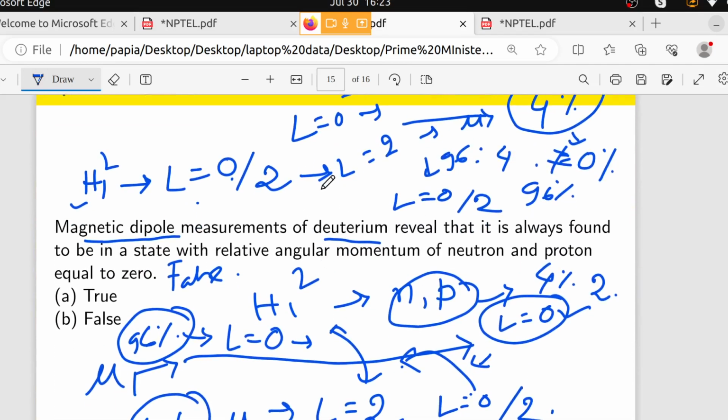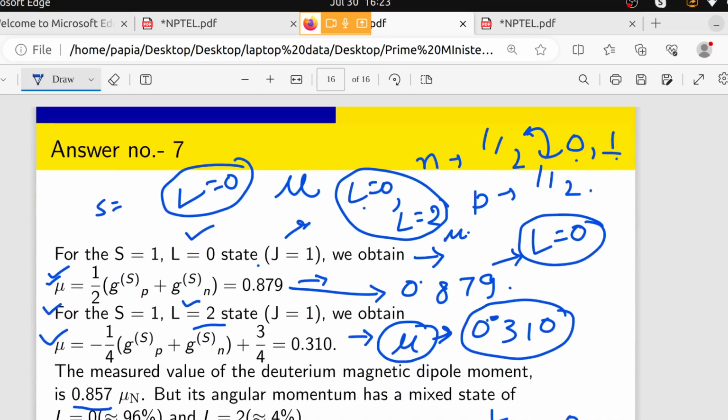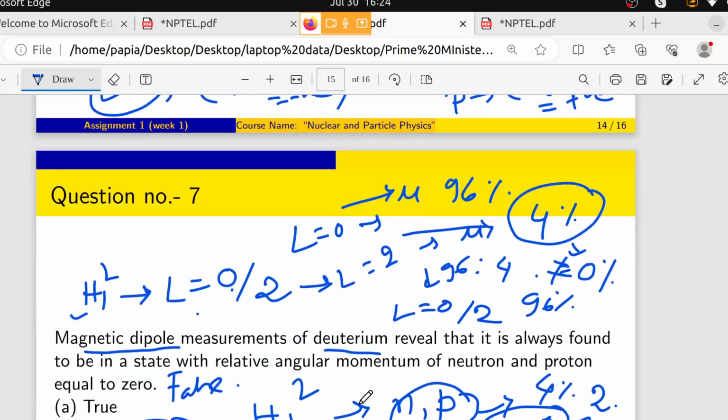Now in the next question, they were asking about the magnetic dipole moment of deuterium. It is found to be in the state of relative angular momentum of neutron and proton equal to 0. Is it true or false? It will be false, because 96% of the magnetic moment comes from the L equals 0 state, and 4% of the magnetic moment of deuterium comes from the L equals 2 state. So the statement that L equals 0 is the main reason for the magnetic dipole moment is wrong. It is false.